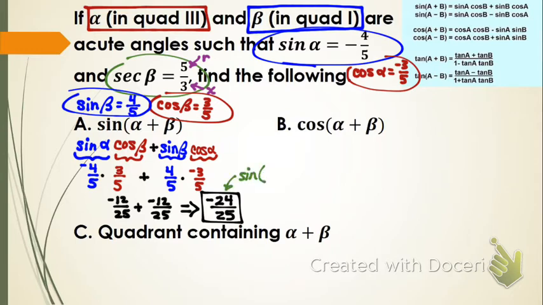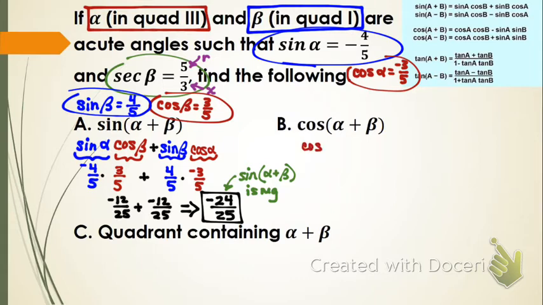So what do you know right now as far as possible quadrants for the angle alpha plus beta? It can't be the first quadrant. Can't be the second quadrant because my sign is negative. So it's either third or fourth quadrant.